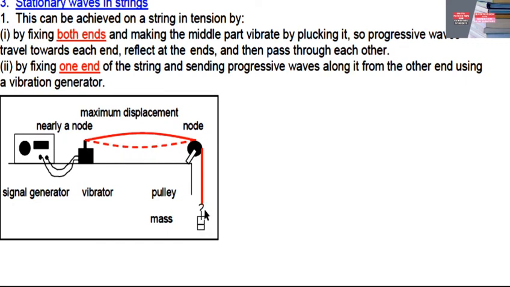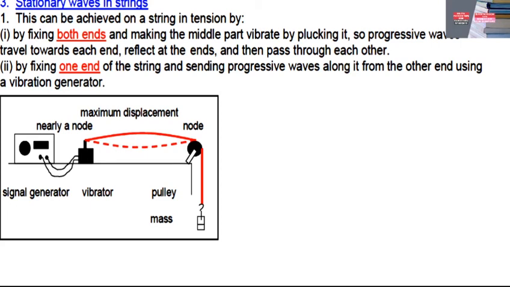Now the mass here is there to provide tension to the string so that we can form different types of stationary waves. You can observe different types of stationary waves, or you can adjust the tension in the string. Okay, the tension in the string.